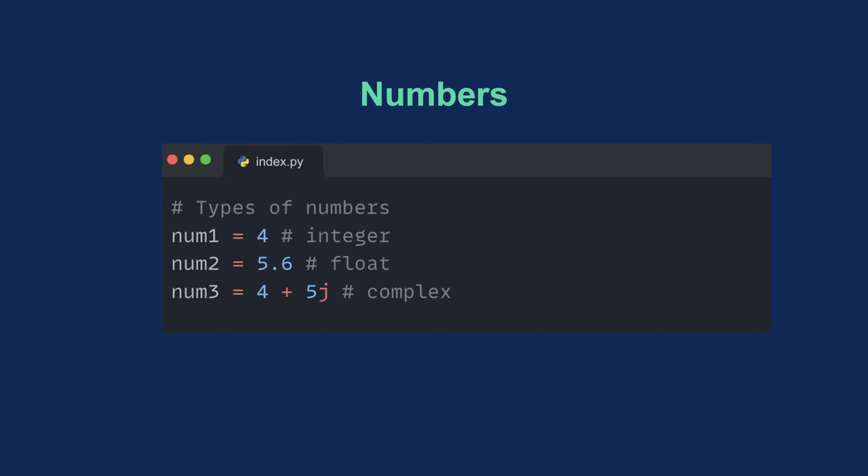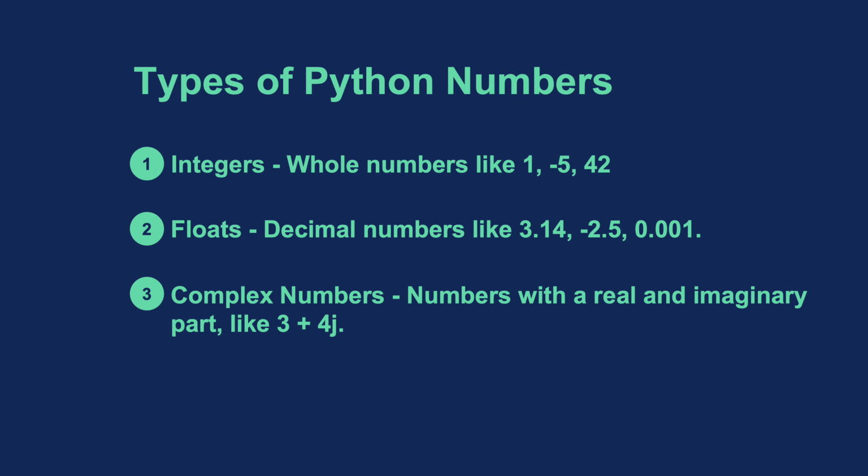Whether you're calculating, measuring, or just counting things, there are three main types of numbers in Python. Integers, which are whole numbers like 1, -5, and 42. Floats, decimal numbers like 3.14 and so on. Complex numbers, which are numbers with a real and imaginary part, like 3 plus 4j. The 3 is the real part and 4j is the imaginary part.